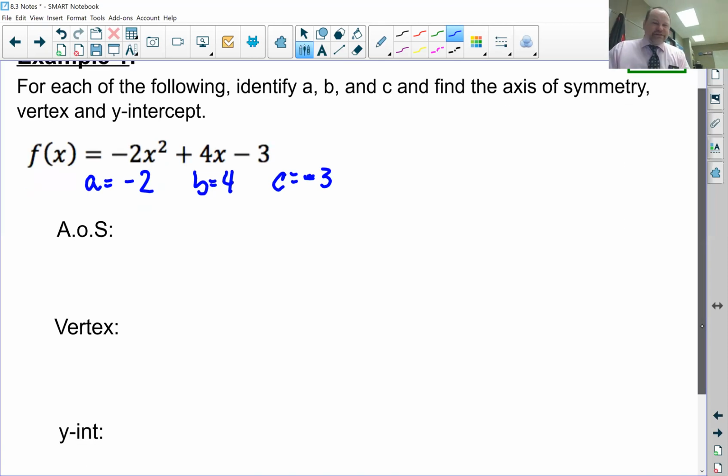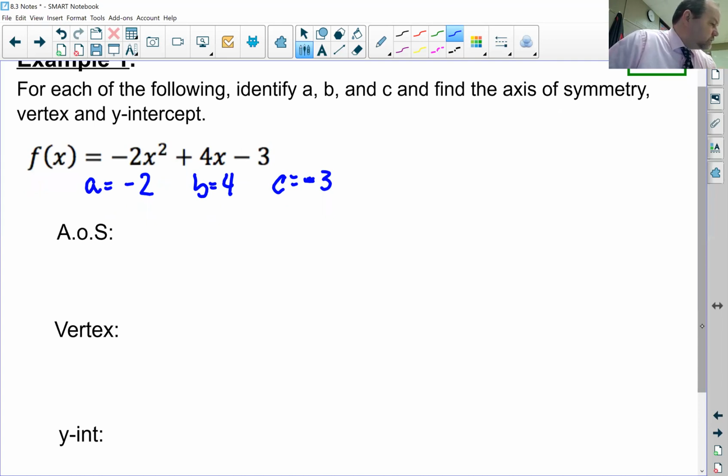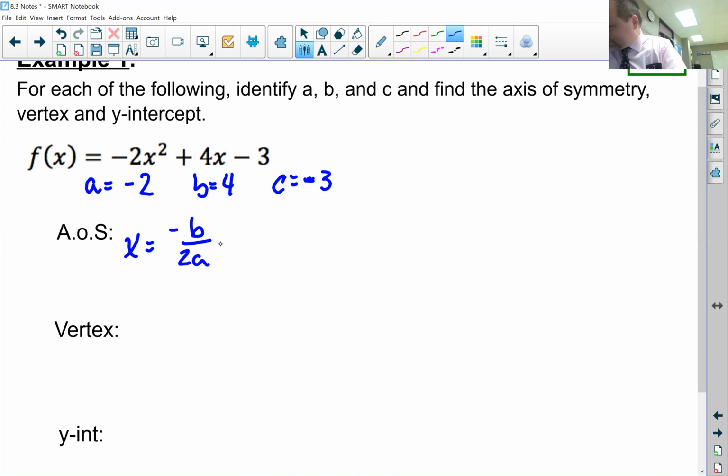Once we know a, b, and c, we can find the axis of symmetry. So the axis of symmetry, x equals the opposite of b divided by 2a, just using that formula.